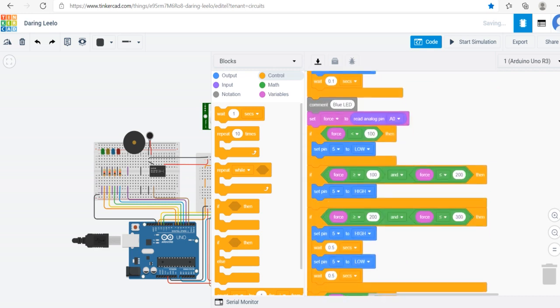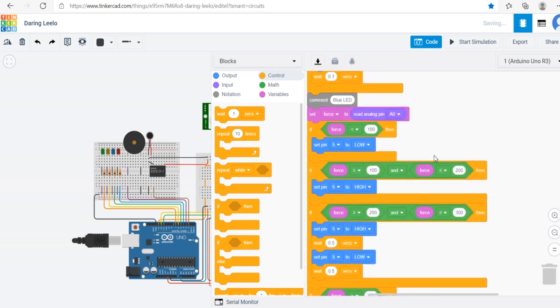Now moving on to the blue LED, it is connected to digital pin 5 and the corresponding force sensor is connected to analog pin A0. Now for the different readings of the force sensor, I have defined a new variable called force. For different values of force, I have written some code. I have used if-then blocks of code.